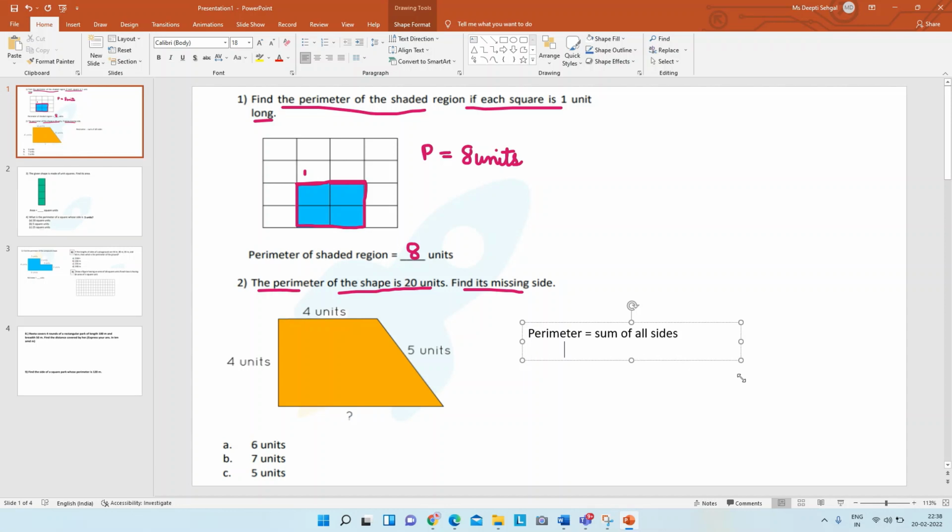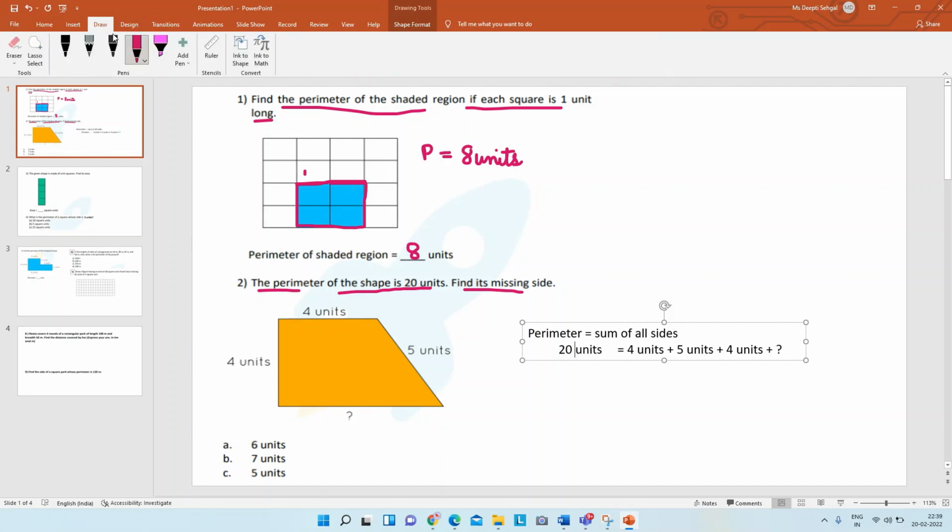So perimeter is equal to sum of all sides. So what are the sides available here? One side is 4 units. The other side is 5 units. The next side is again 4 units. And the last side is question mark. We don't know the last side. At the same time, we know the perimeter. What is the perimeter given to us? 20 units. So we will write this. 20 units is the perimeter.